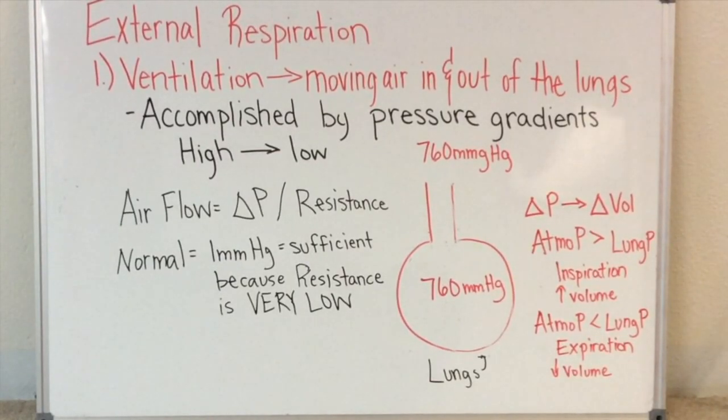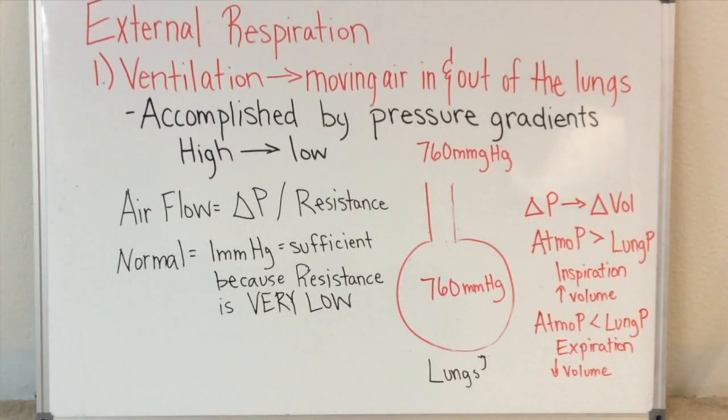Inspiration and expiration is accomplished by changing the volume of the lungs. If atmospheric pressure becomes greater than lung pressure, inspiration will occur. Air will move into the lungs. This is accomplished by increasing the volume of the lungs, which results in a decrease in pressure. Expiration occurs when atmospheric pressure becomes lower than lung pressure. This will move air from the lungs into the environment. This is accomplished by decreasing the volume of the lungs.